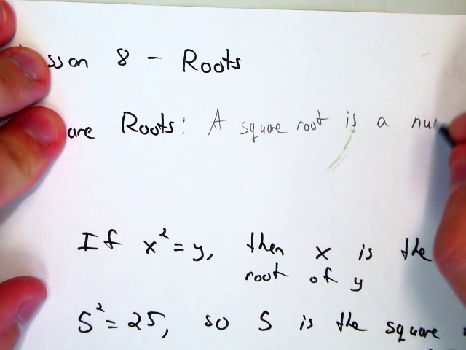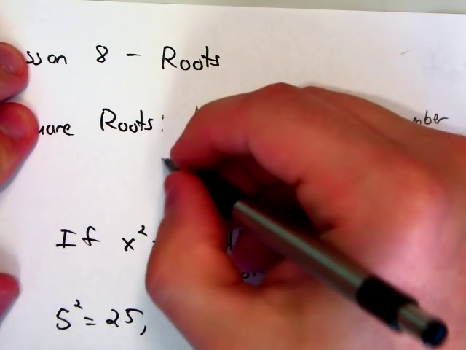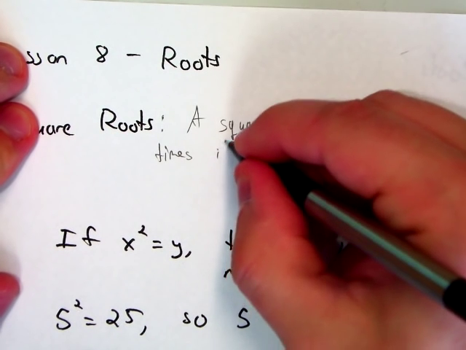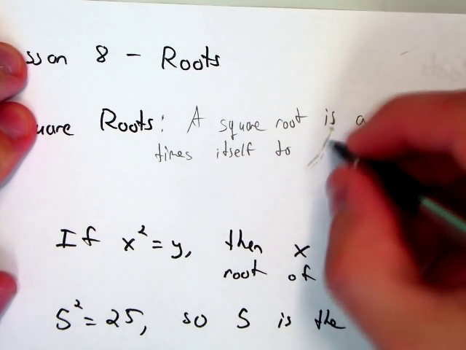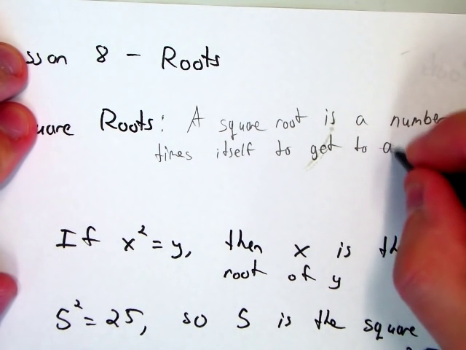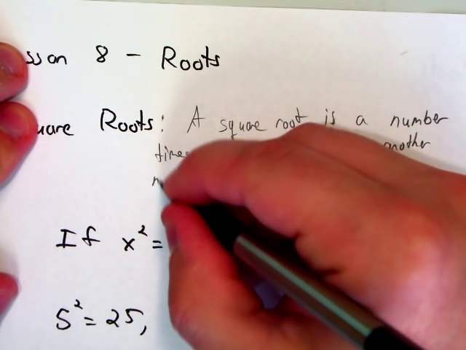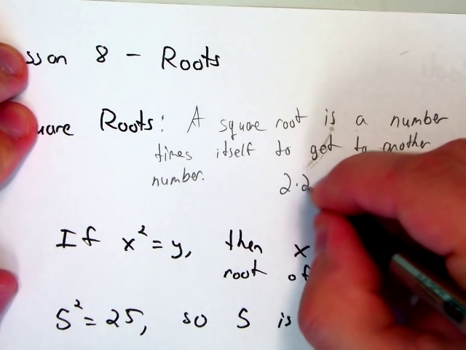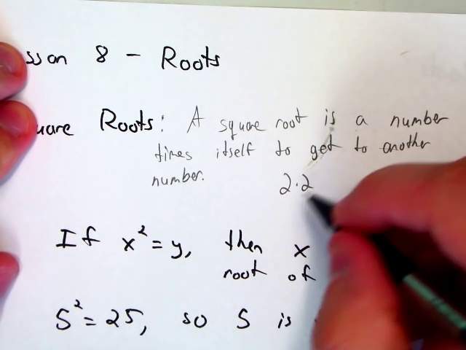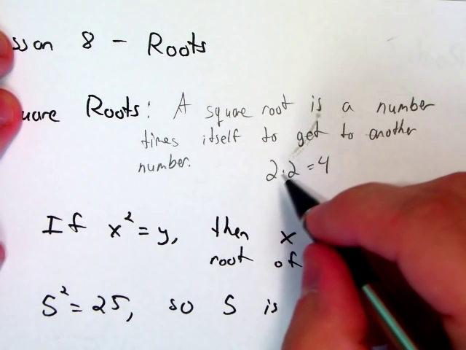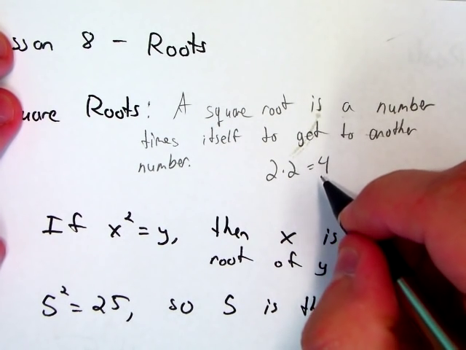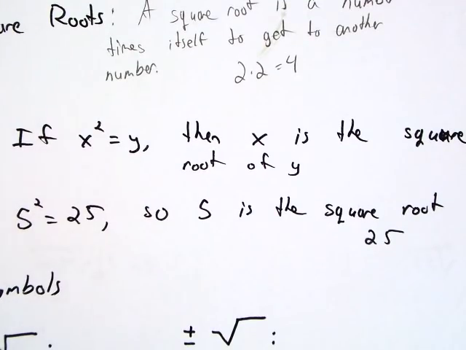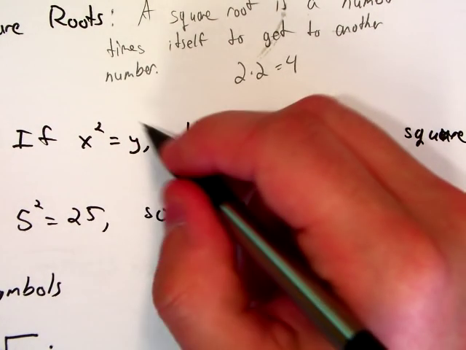is a number times itself to get to another number. For example, if we did 2 times 2, same number multiplied twice, we get 4. So 2 would be the square root of 4. If we have an example here, it says if x squared equals y, then x would be the square root of y, because it takes 2 x's multiplied together to get to y.